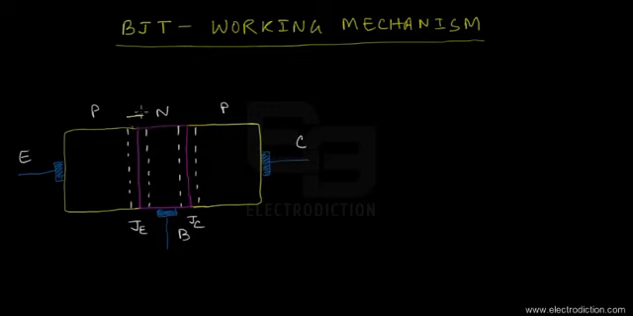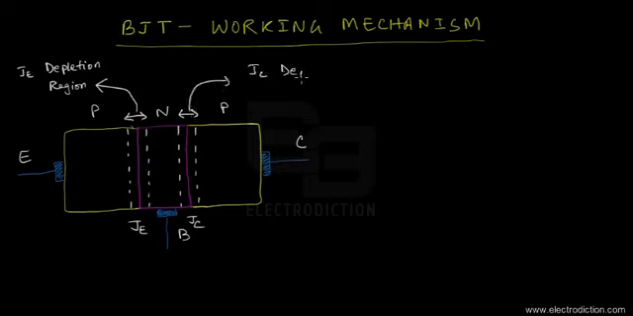I'll just label them over here. So this would be the width of the depletion region that occurs across the emitter junction, and the other one would represent the depletion region formed across the collector junction, as you can see in this figure. This particular set of events will exist whenever a BJT is not connected to any voltage sources.